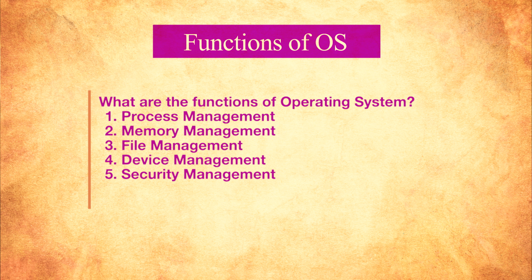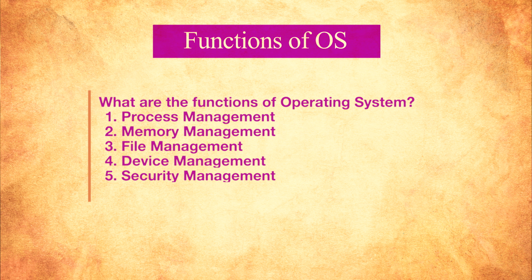So the next part is what are the functions. Usually talking about the functions of an operating system, we mostly talk about 5 functions. Among them, first is process management, second is memory management, third is file management, fourth is device management, and fifth is security management. So let's talk about each one by one. Talking about process management, it is the function of an OS to manage all the processes of a computer running at a time, or how to run the processes in a computer.